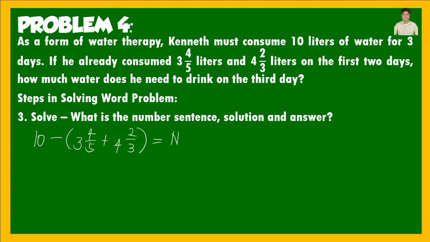equals n. Okay. So, kailangan nating i-add muna yung 3 and 4/5 tsaka 4 and 2/3 para alam natin kung ilan yung na-consume niya, yung total na na-consume niya for the first 2 days. So, ayan. So, kunin natin ang LCD ng 5 and 3. 4/5 and 2/3. So, yung LCD is 15. Sulat natin dito.